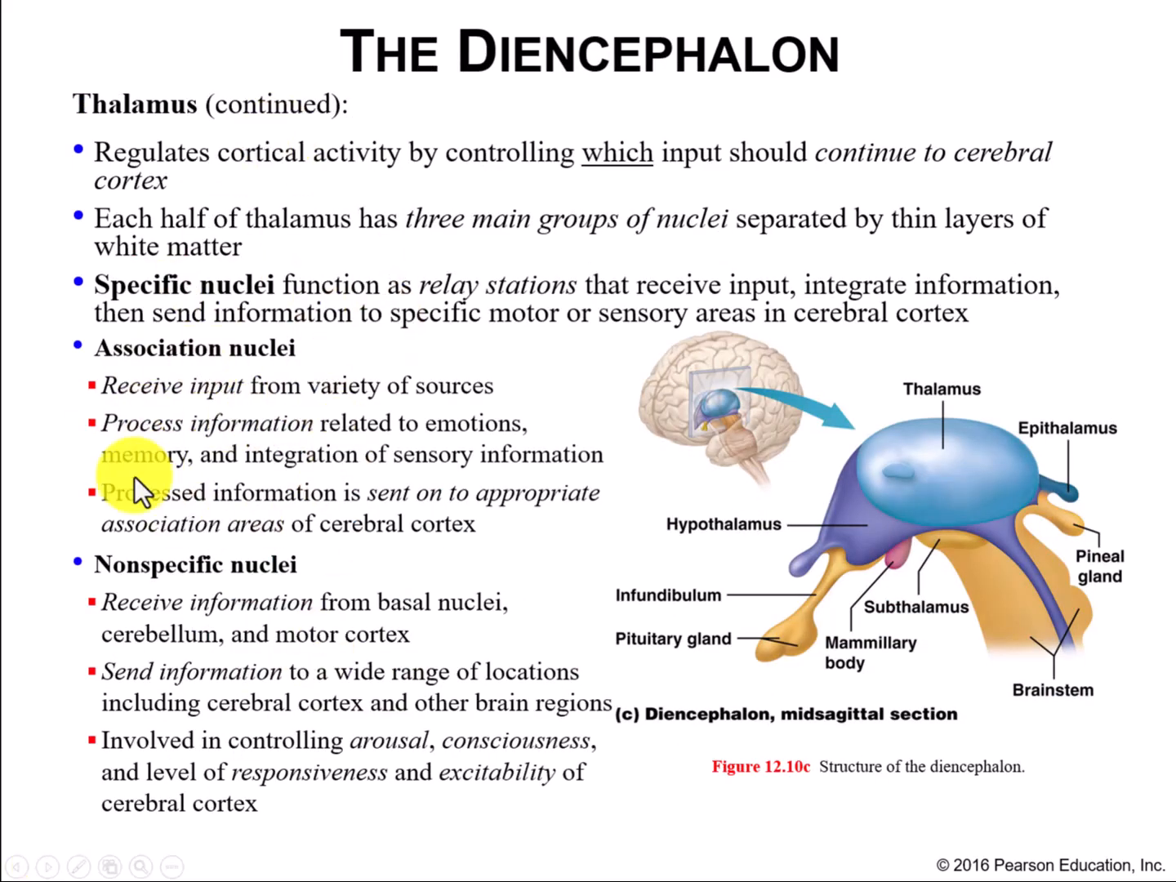We have several nuclei associated with the thalamus also, and again, remember, nuclei are clusterings of the cell body. These nuclei are involved in controlling arousal, consciousness, responsiveness, and excitability of the cerebral cortex. As I mentioned before, they receive the input, they're kind of the gatekeepers, and then send it out to the appropriate areas. It is the relay station for the central nervous system.